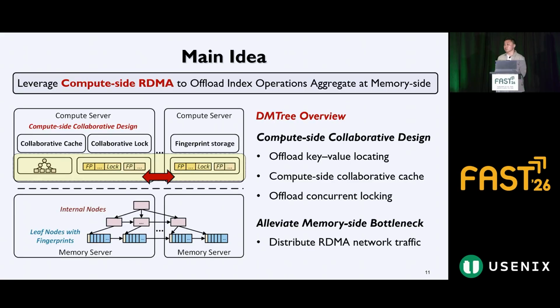Our main idea is to leverage compute-side RDMA to offload the inevitable index operations that are aggregated at the memory side. We propose a compute-side collaborative design and an index optimized for disaggregated memory called DMTree. The compute-side collaborative design includes, first, offloading precise key-value locating to the compute side. Second, introducing a compute-side collaborative cache. Third, offloading concurrent locking to the compute side. Next, we will go through the key design of DMTree in detail, step by step.